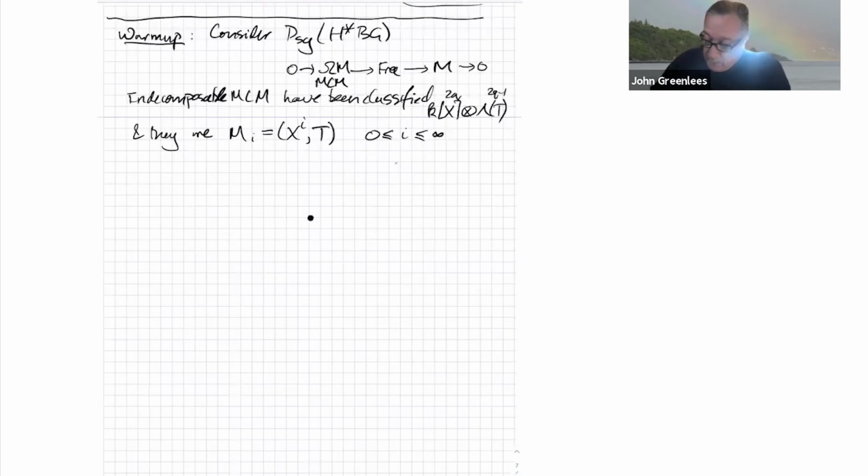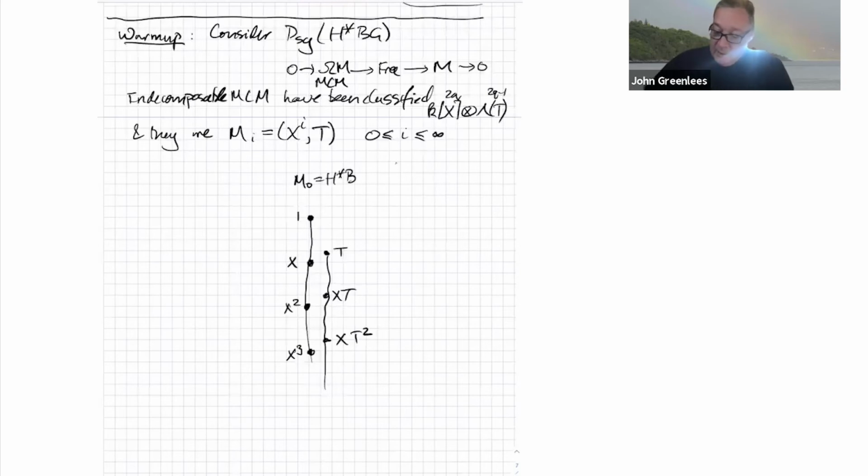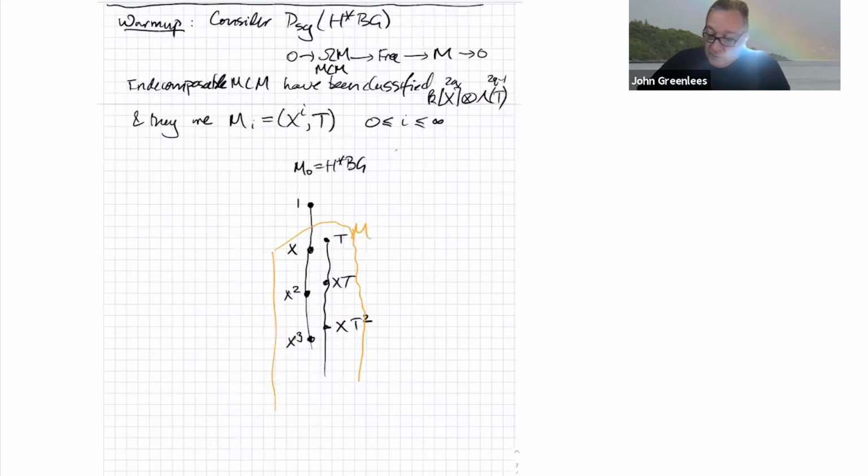So here's a picture of the whole thing. I should probably choose a specific value. So this is 1 and x squared and x cubed, and then it's t and xt and xt squared. So we're looking at something really quite concrete. This is M0, which is the same as the ring. And then M1 is this one. And then M2 is this one, and so forth. So they're quite concrete things. In particular, there are infinitely many of them.